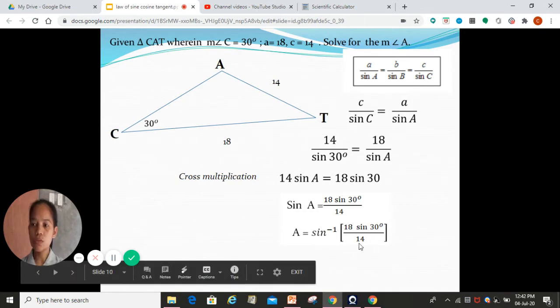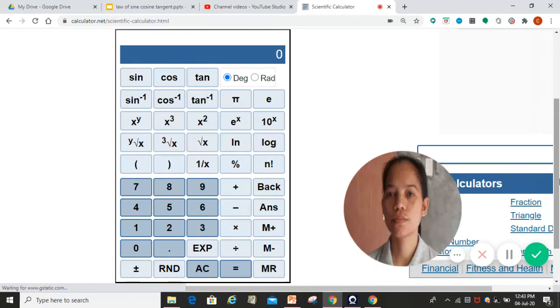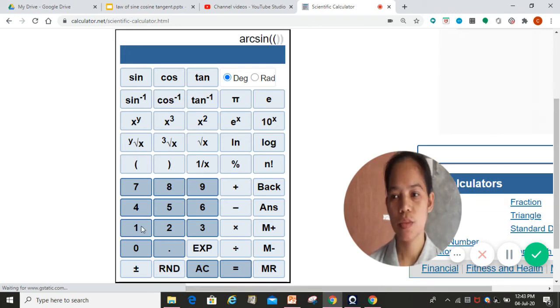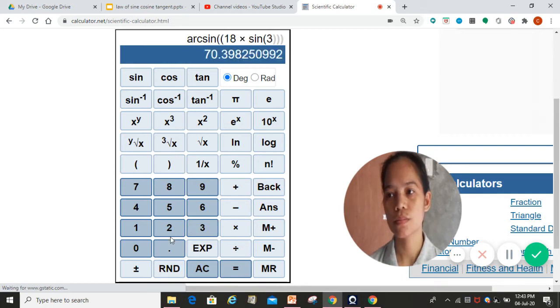Now, all you need to do is get your calculator this time, and then plug in your values. Okay, so let's plug in the values to get the measurement of angle A. So we can have here sine, arc sine, then we got 18 sine 30, close the parentheses, divide by 14.